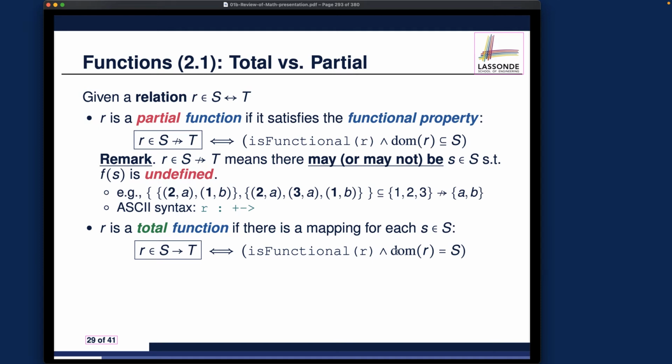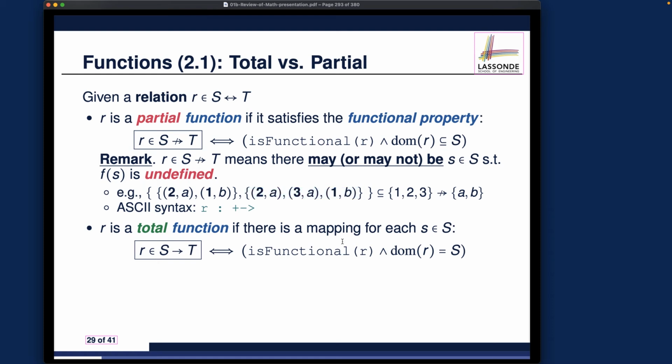What about total function? A total function has a mapping for each s that's a member of S, which means we don't really have this kind of function. This is a partial function, but that's not a total function, because you can see in this case, the value 3 from the first set in the relation is undefined in terms of this function, right? You can see 3 is not there. On the other hand, this is a total function, in which case we got 2, 3, and 1 in there.